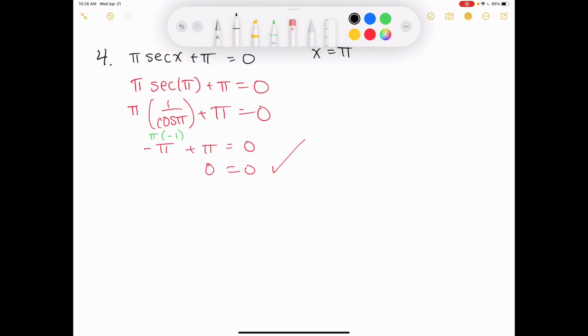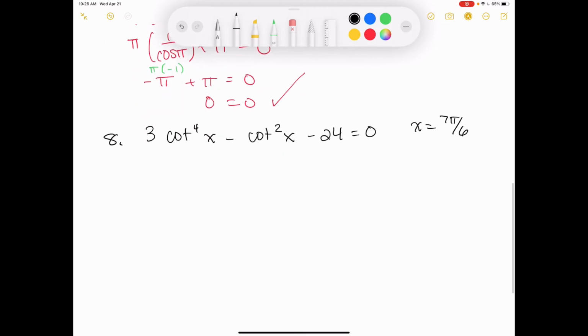I'm gonna do 8 because 8's a little bit more involved here. 3 cotangent to the 4th of x minus cotangent squared of x minus 24 is equal to 0, and we're told that x is equal to 7 pi over 6. Okay, so I'm gonna give everybody a second to get this written down first. Same instructions from 4.